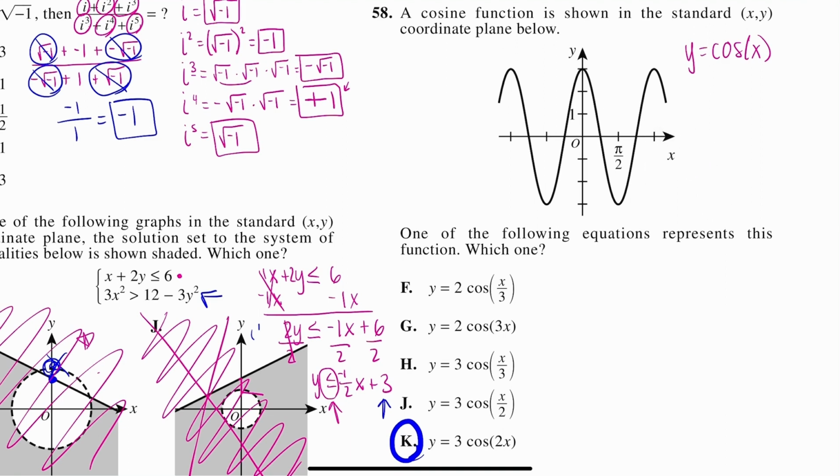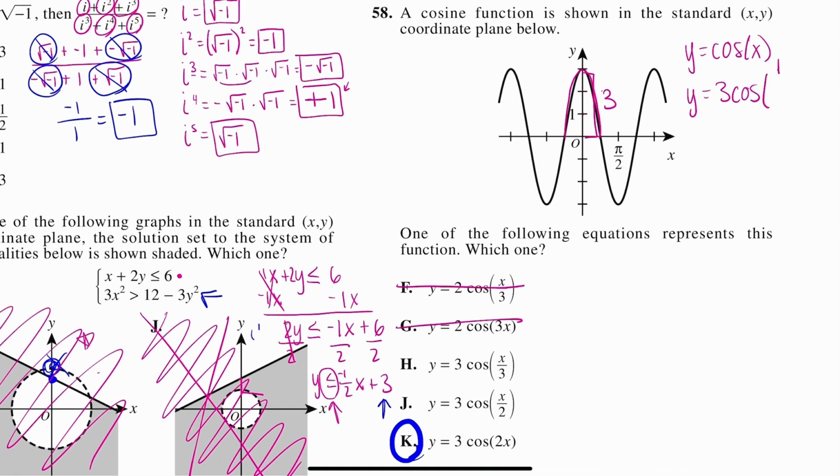I see that the amplitude, which is how high the curve is, is 1, 2, 3. So that means I'm going to have a 3 in front of my cosine. So I can eliminate F and G.